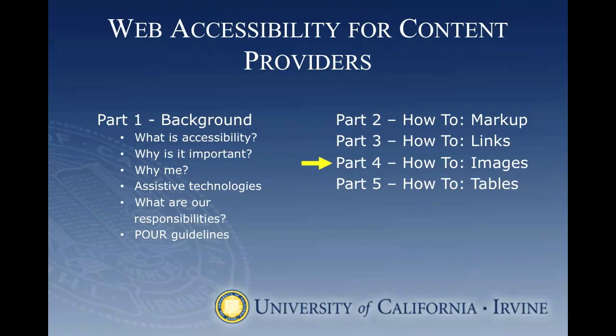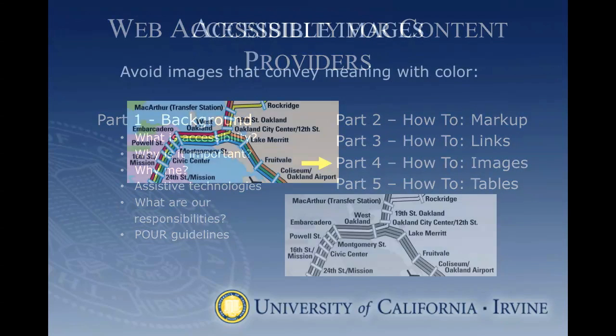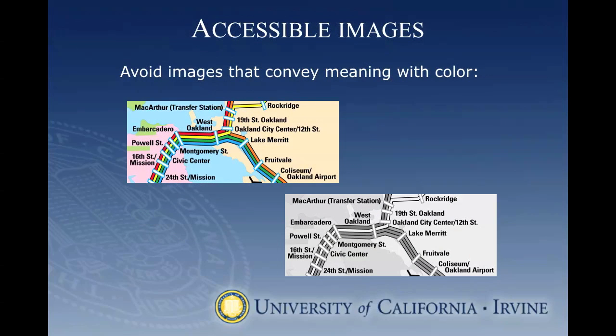Okay, this is part 4, and here I will discuss making images accessible. First off, avoid using images that convey meaning with color. People who are colorblind or have difficulty discriminating color will be entirely lost if you do. Secondly, avoid using images to display text. It may be necessary for stylized logos and such, but regular text should be just that, text. In this example, because an image is used to display text, it becomes very difficult to read when scaled up.